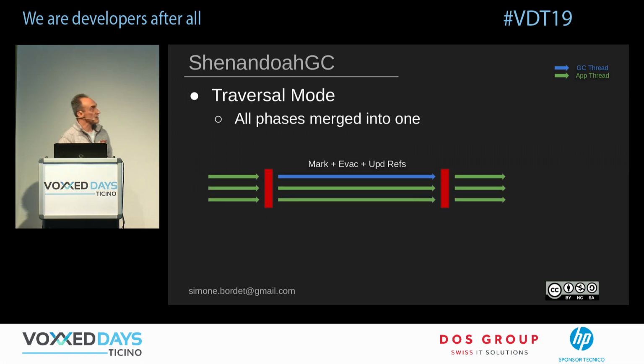But Shenandoah also has one mode, which is a different one, where it does everything in just one pass. So you can have a single stop-the-world phase at the beginning, and then you can do mark, evacuation, and update reference all at the same time.